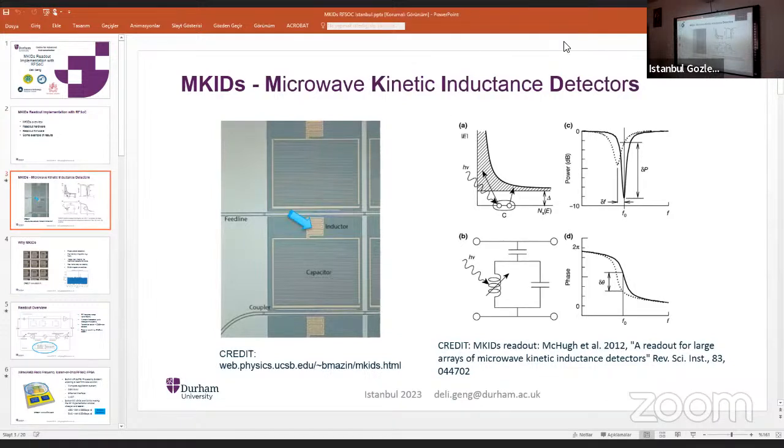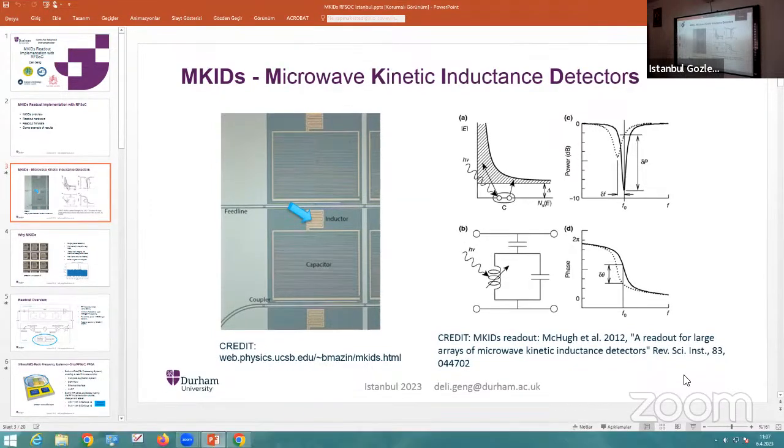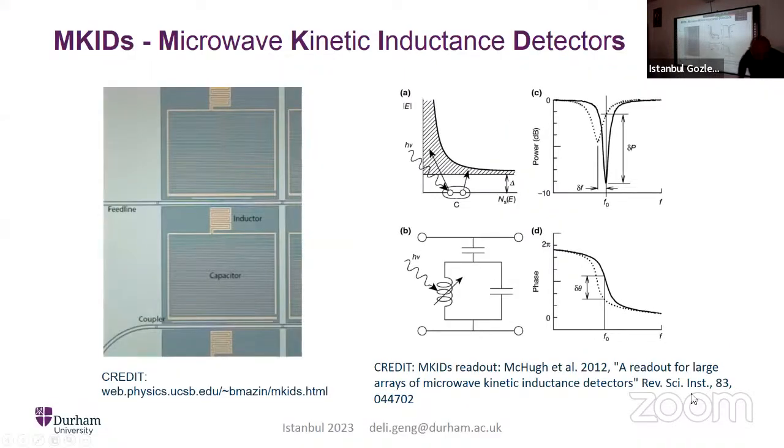This photon will break the Cooper pairs in the superconductor, so this action changes the inductance of this inductor. When the incident light strikes the inductor part of this detector, as you can see on the left side of this picture, which shows the typical layout of an MKID detector.